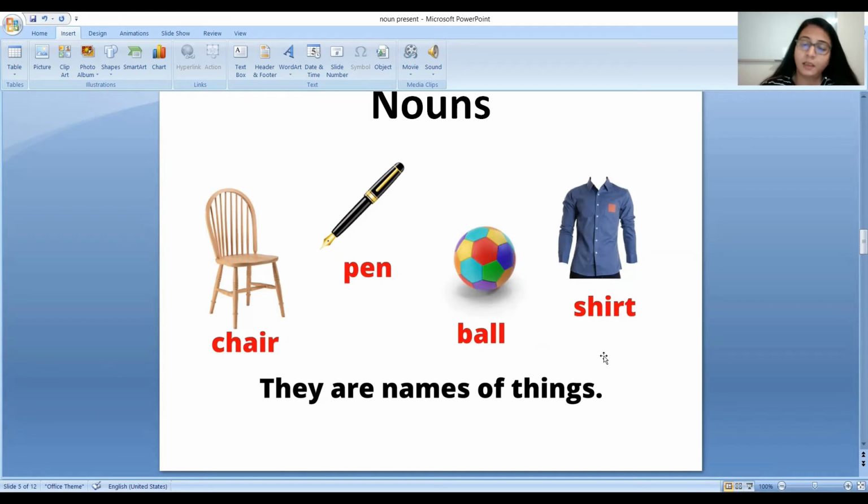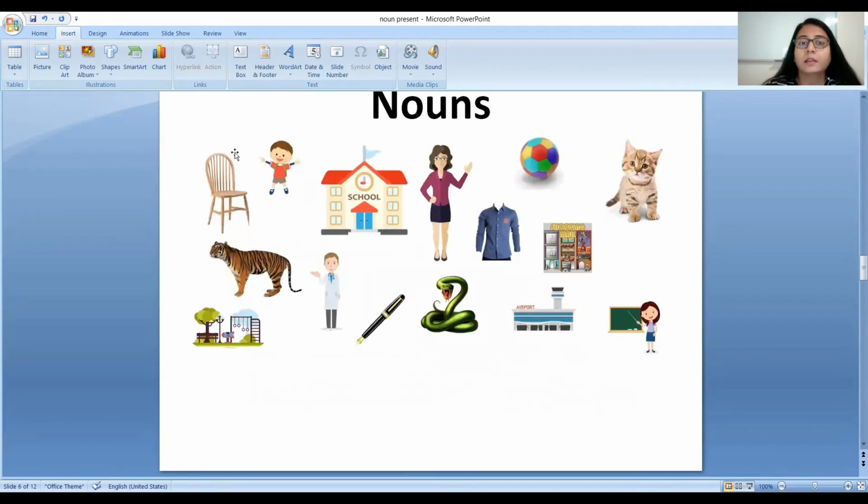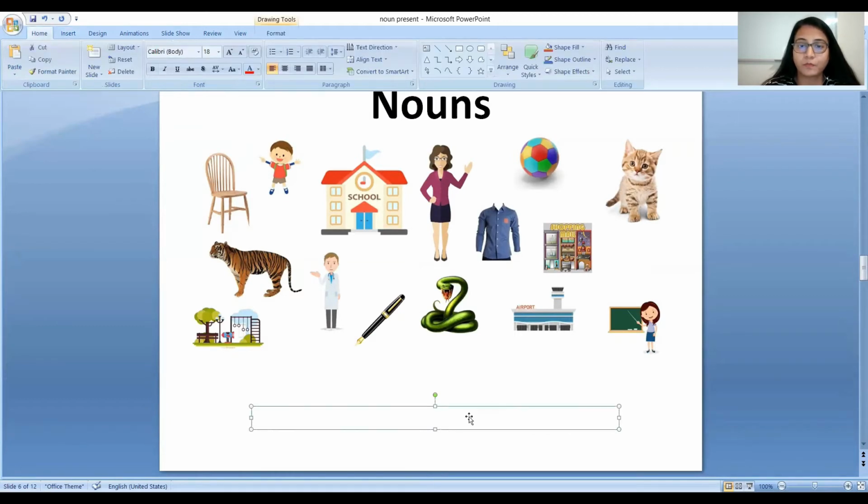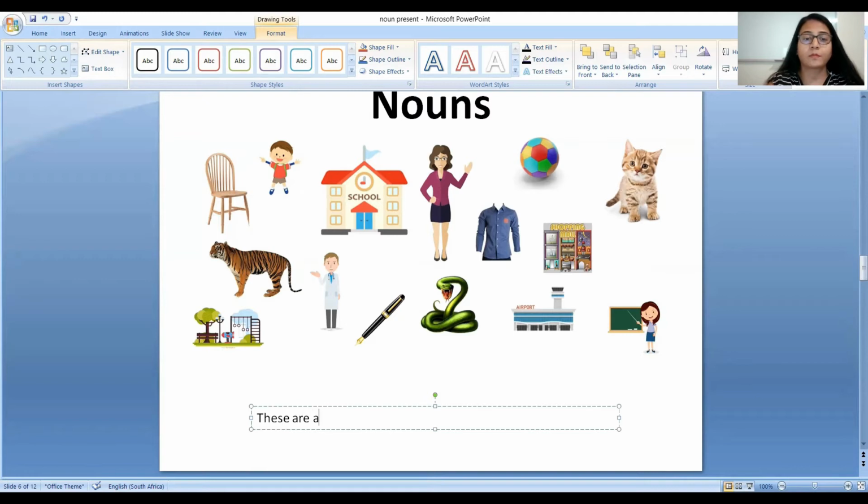Clear? Whatever you can see here in this picture are all nouns. Okay. These are all nouns. I hope this is clear to you.